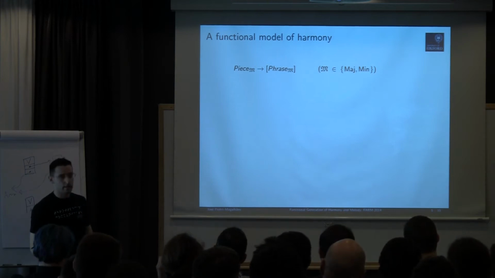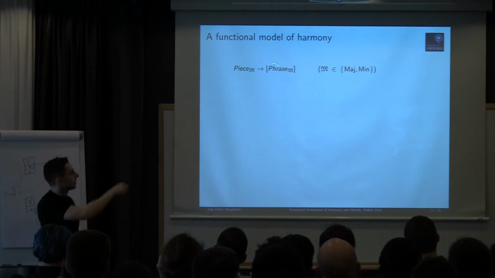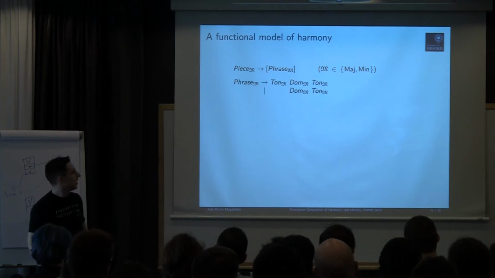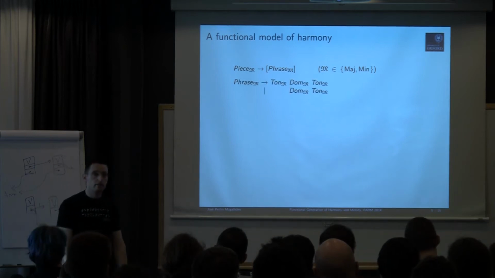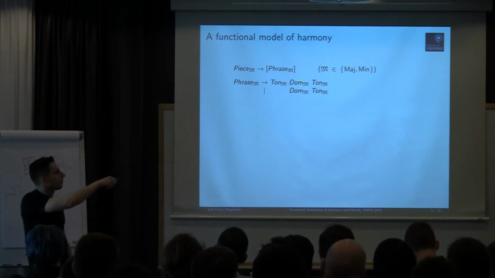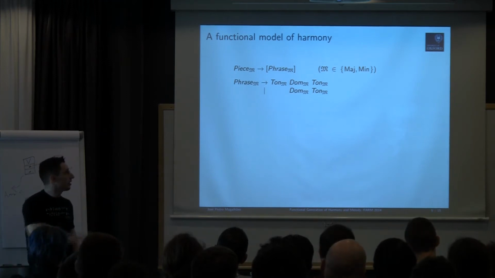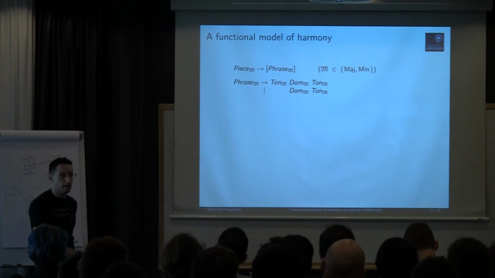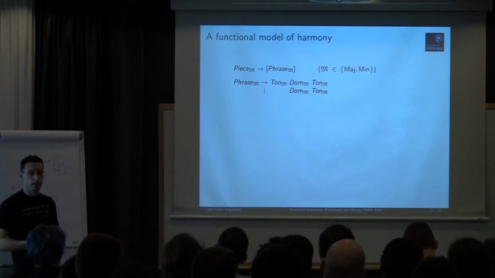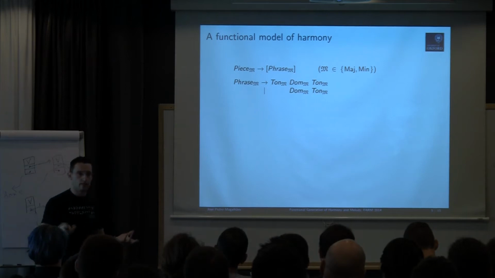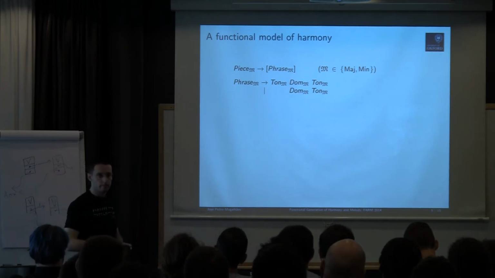So, a piece, independently of it being in major or minor mode, is a sequence of phrases. What are phrases? Well, we just say they're either in the 1-5-1 form, tonic, dominant, tonic, or they open with the dominant and end with the dominant. We could, for instance, have also a 1-5 model that ends with the dominant. Just for this example.